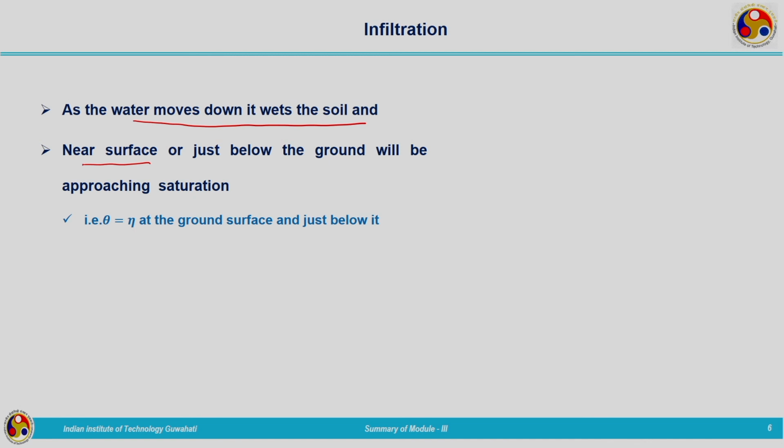That is, as the rainfall is continuously happening or we are watering the agricultural land, the surface soil becoming saturated will have theta equal to eta at the ground surface, and this is termed the saturated zone. So, what we are assuming is that the near surface soil will be in the saturated condition at the time of infiltration, not at the beginning, but after some time.